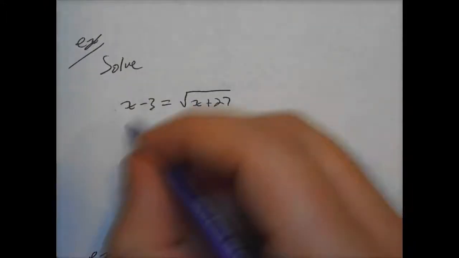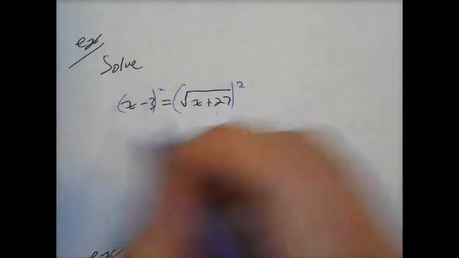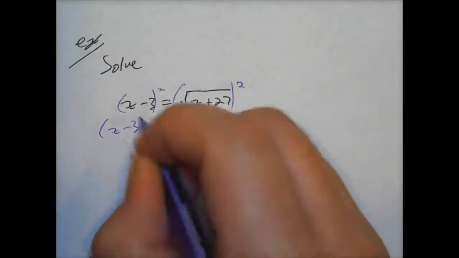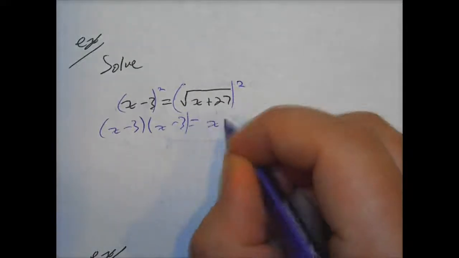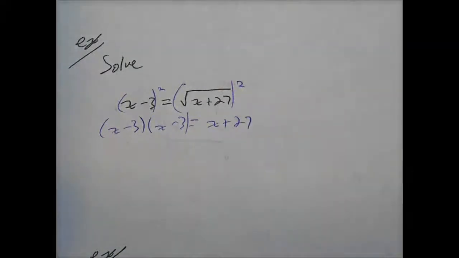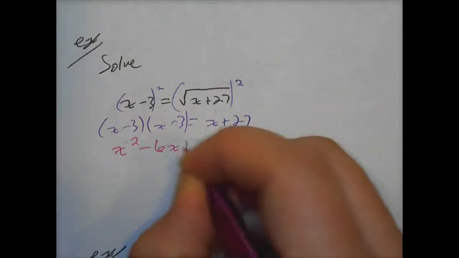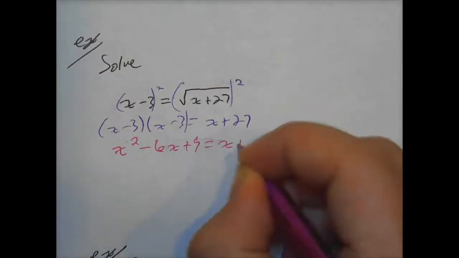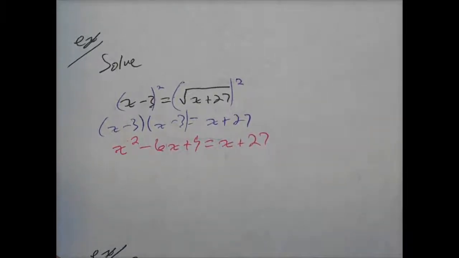All right, so here I have the square root by itself, so I can square both sides. Please do not forget that this is x minus 3 times x minus 3, and then this will equal x plus 27. When I distribute the left-hand side, I come out with x squared minus 6x plus 9 equals x plus 27. I think I've seen this type of equation before. I think this is a quadratic. Oh, you would be right.